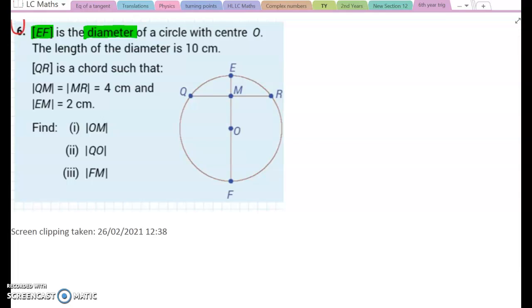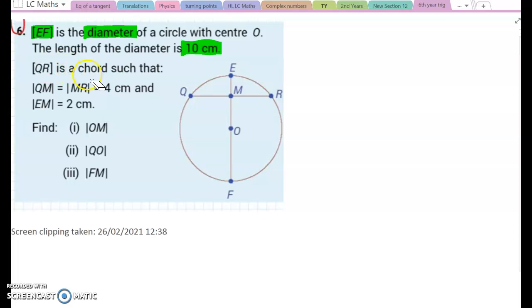So if they're telling us that the length of the diameter is 10 centimeters, well, we can use that piece of information to tell us that from here to here would be 5, because it's half the diameter. And also from here to here, from O to E, would also be 5. Now that'll be important in a moment, but for the time being I'm just going to rub that out because we know that.